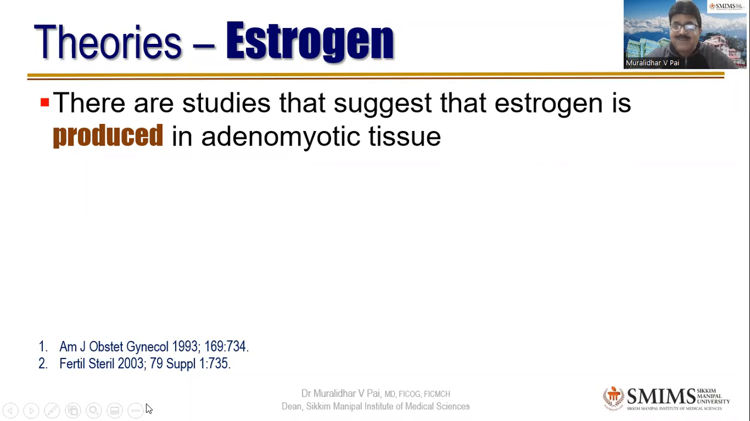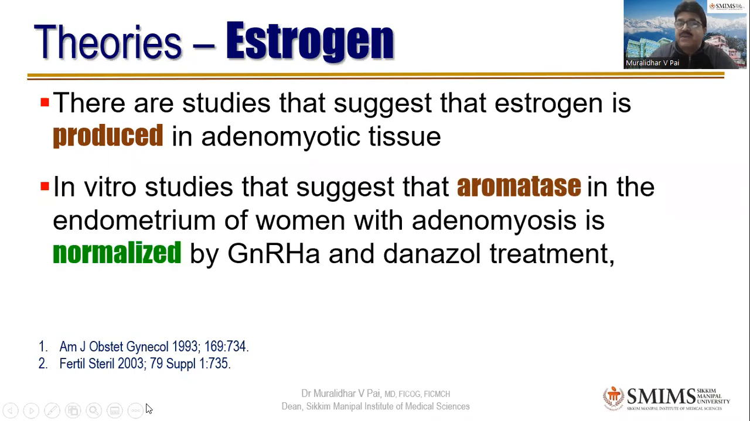All this while we were talking about estrogen being produced in granulosa cells, the two-cell two-gonadotrophin theory. Yes, that's true. That is the main source. But here you can see the adenomyotic tissue itself produces its own manure. What is that? Estrogen. In vitro studies suggest that there is aromatase in the endometrium. Aromatase enzyme is the one which converts. Now, aromatase inhibitors are the ones which are used to block it. The aromatase in the endometrium of women with adenomyosis is normalized by GnRH analog and danazol treatment.